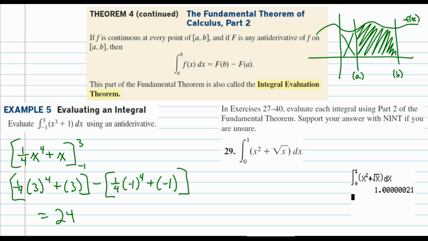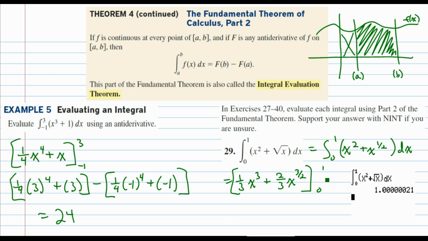Now try problem number 29 asks us to do the same thing. I am going to check this using my calculator at the end, which I already did, so I know my answer should be about 1. Okay, so let's rewrite this integrand as something I can easily take the antiderivative of, so that would be x to the 1/2 instead of that square root of x. Now the antiderivative of x squared plus x to the 1/2 is 1/3 x cubed, plus adding 1 to the exponent 1/2 is 3/2, so that'd be 2/3 x to the 3/2, and that's getting evaluated from 0 to 1.